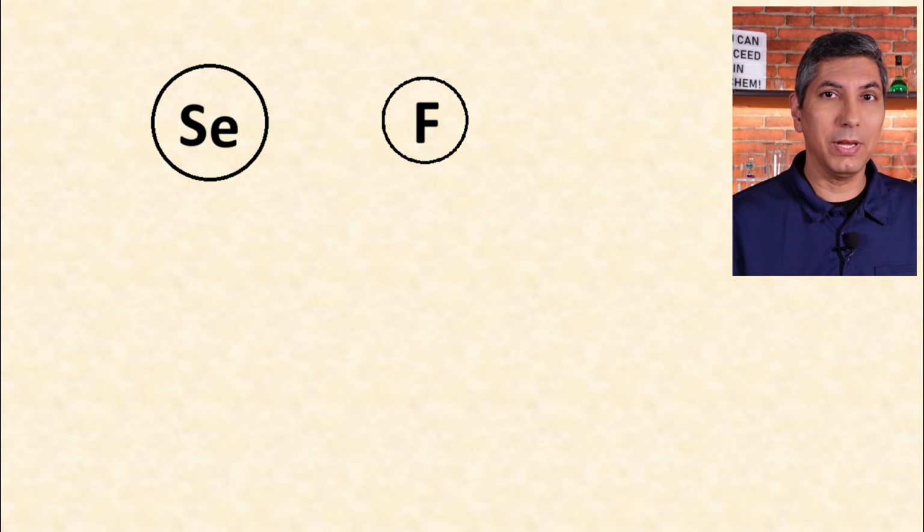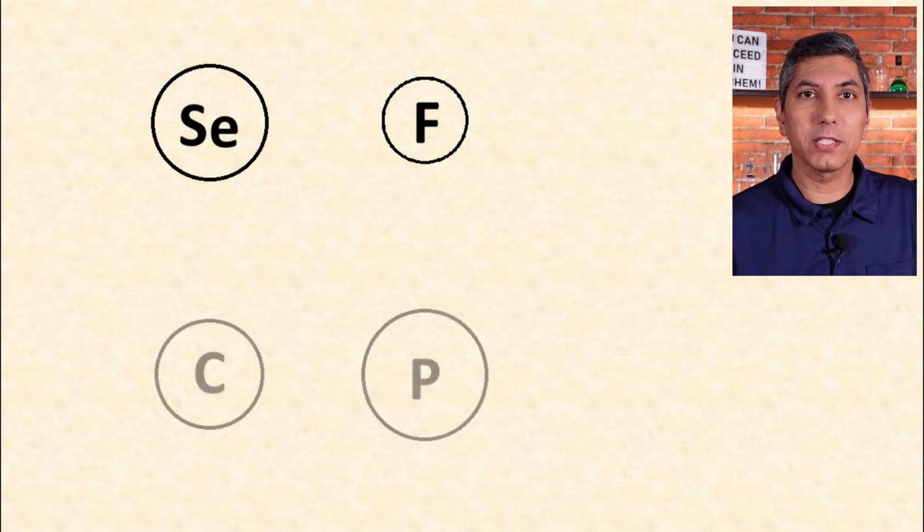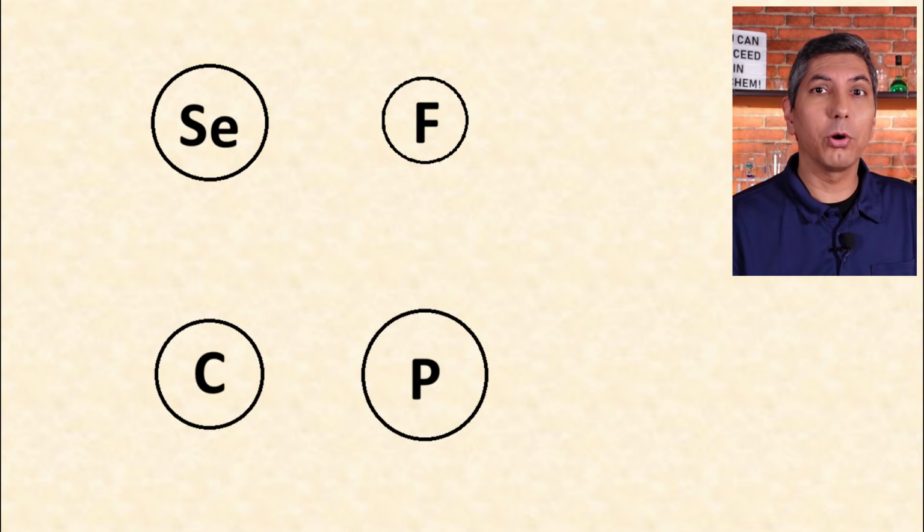However, with 2 nonmetals like selenium and fluorine, those form a covalent bond. Since carbon and phosphorus are also nonmetals, they'll make a covalent bond too. Some pairs of atoms are better at sharing electrons than others.